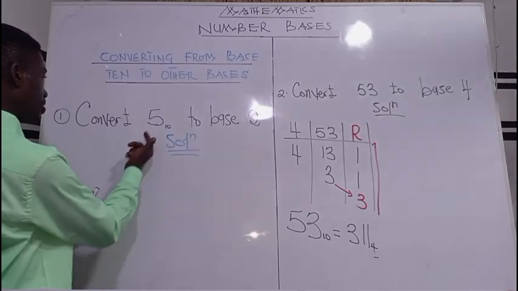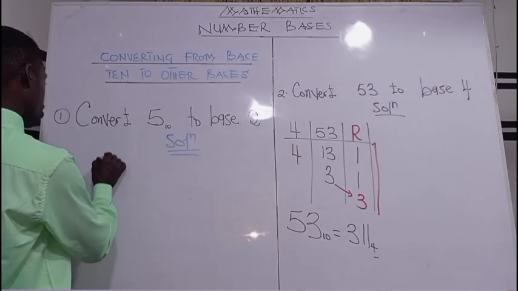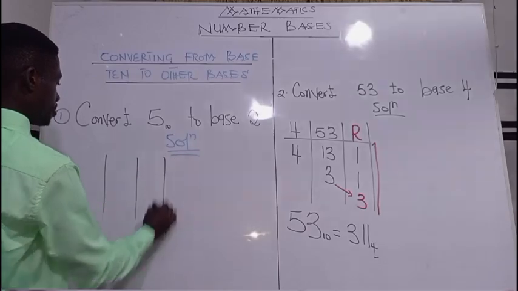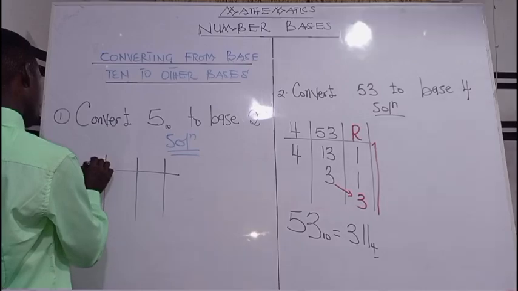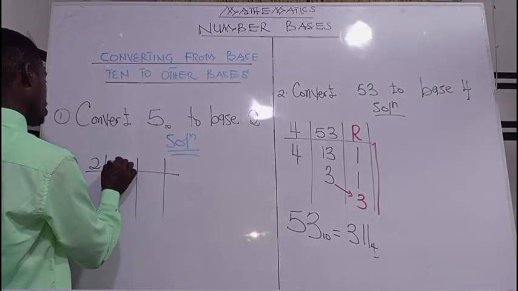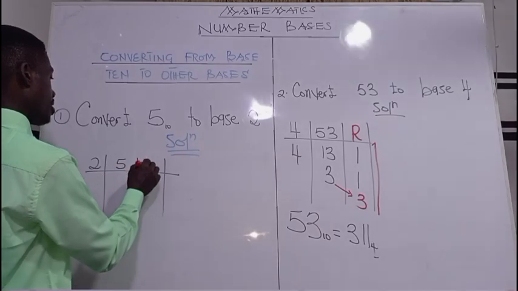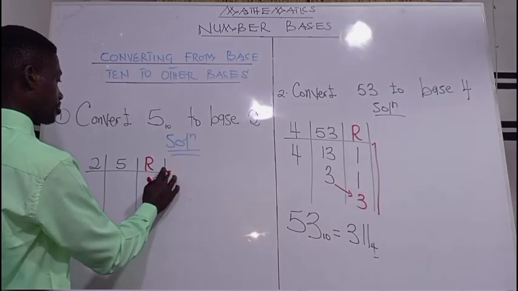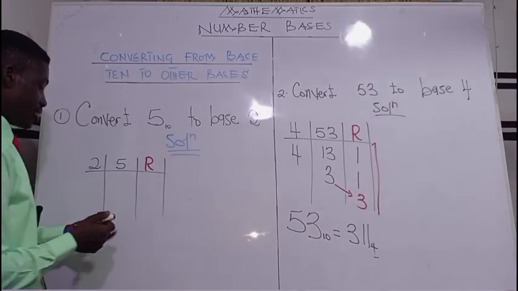So we have to convert 5 base 10 to base 2. So we are going to draw 3 columns. The first column is going to take the base. The second column is going to take the decimal numeral. And the last column is going to take the remainder. So what is left is to do our repeated division.